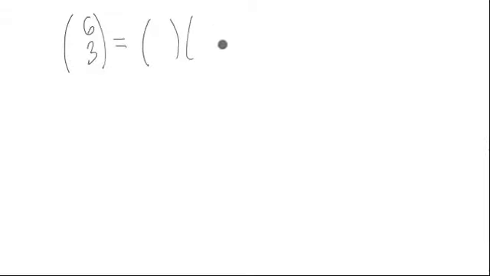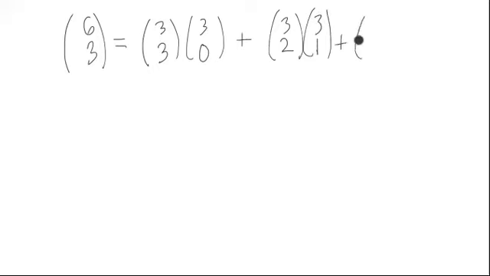We can write out something like this: 3, 3, and think about ways that things add up to 3. We could either have 3, 0, or we could have 2, 1, or we could have 1, 2, or we can have 0, 3, and those are our options.